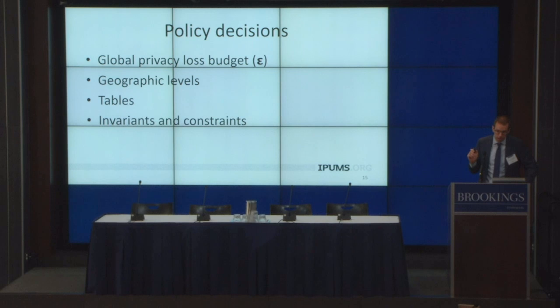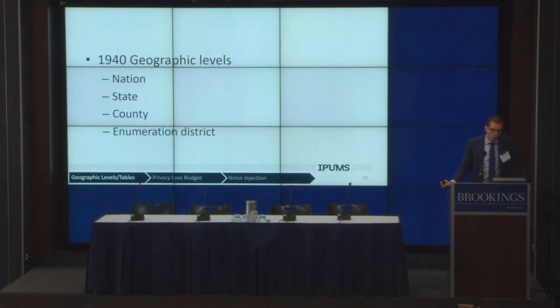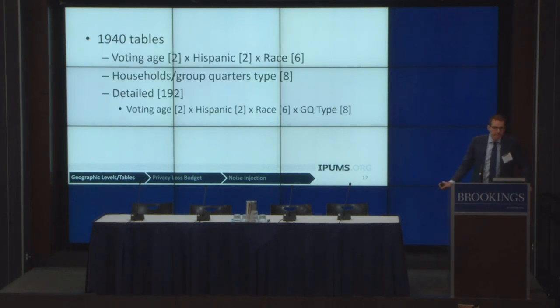So let's talk about the policy decisions that were made for some 1940 data, and that's what I'm going to leap off into my analysis of what I've done to look at the impacts that differential privacy has on output data. So in 1940, and that's the data that we're using for analysis, they have 4 geographic levels. They have nation, state, county, and they have an enumeration district. That's the smallest geographic unit that we have data for in 1940. There's about 800 people on average in an ED in the US. And they had 3 data tables.